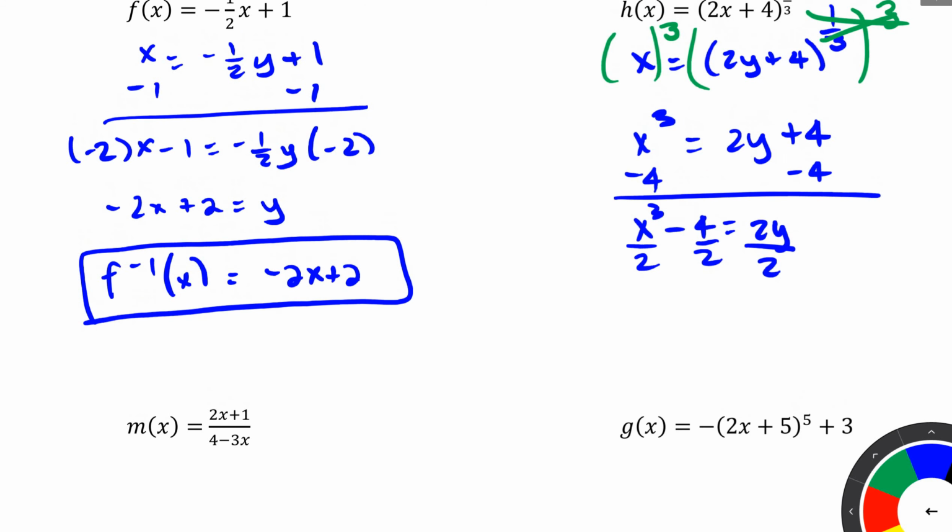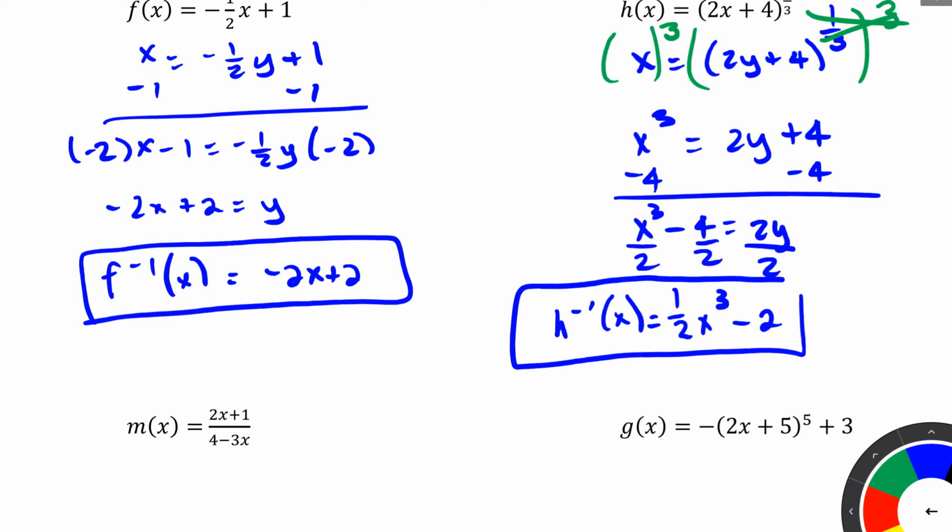So this was h of x, so we'll make this h negative 1 of x equals x cubed over 2, which is the same thing as 1/2 x cubed. I just like writing it that way. It looks better. Minus 2, because 4 divided by 2 is 2. Now again, another way you could show that would be x cubed over 2. I would even probably accept it if you put x cubed minus 4 all over 2. Either way, totally your choice.